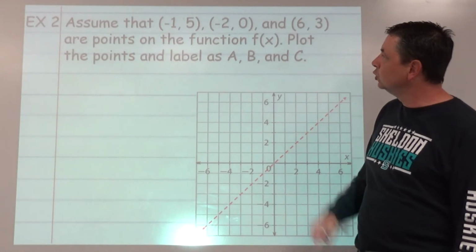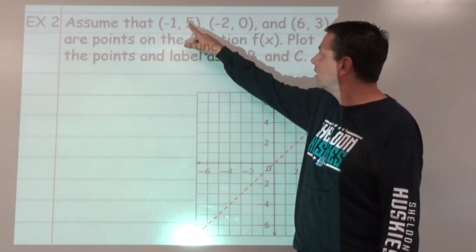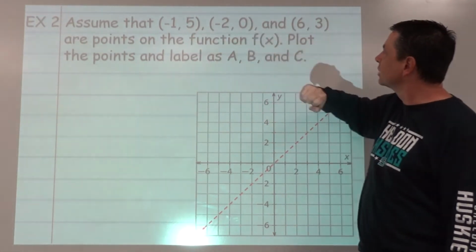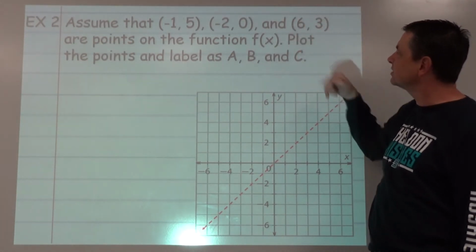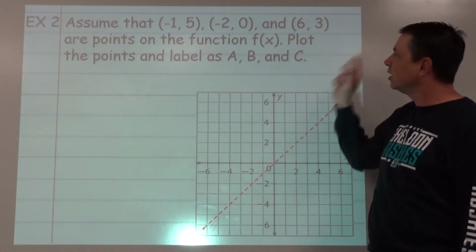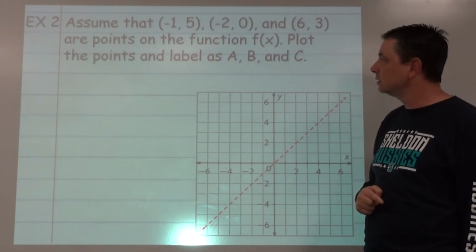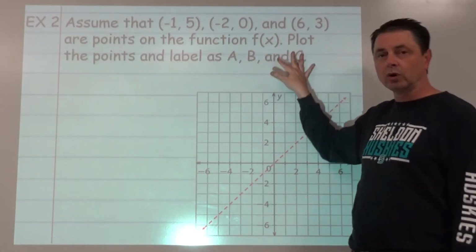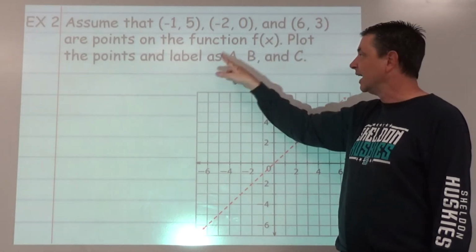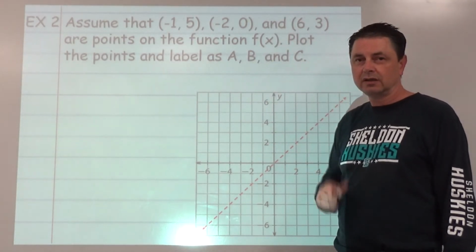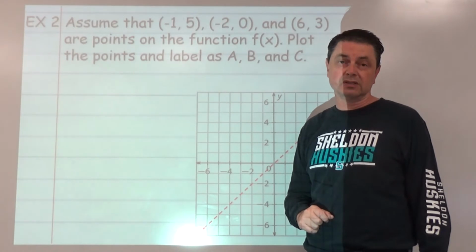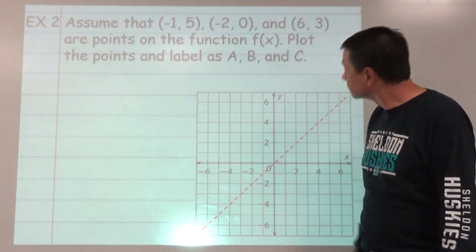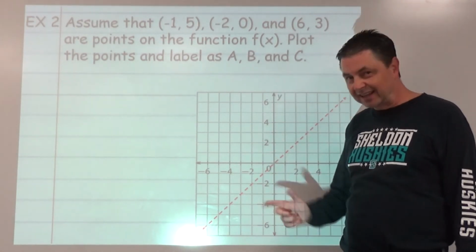Example number 2, assume that (-1, 5), (-2, 0), (6, 3) are points on the function f of x. Plot those points and label as A, B, C. Very important, you have to use capital letters because that's how we indicate points. So let's plot the points and label them.